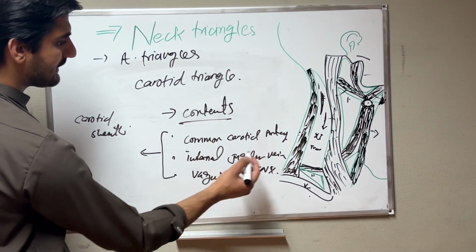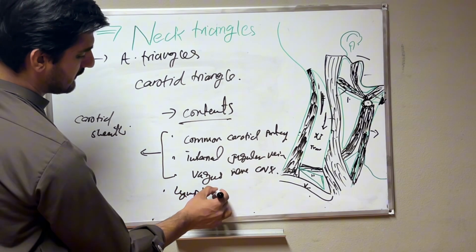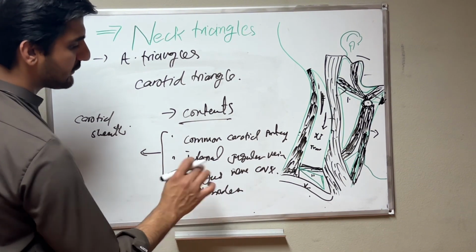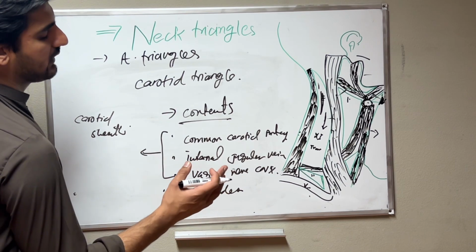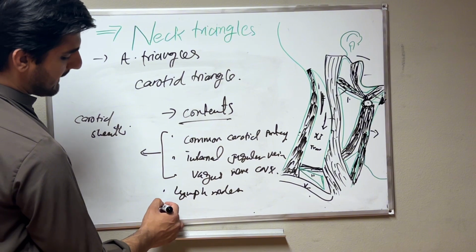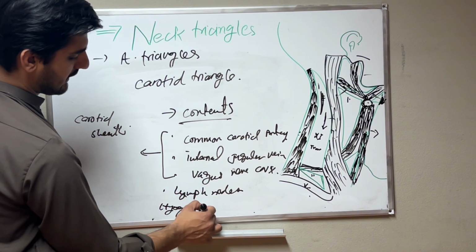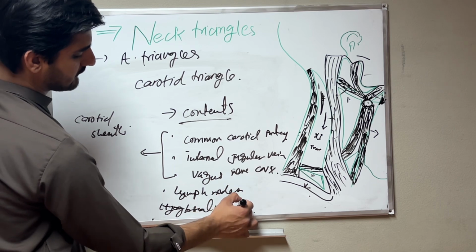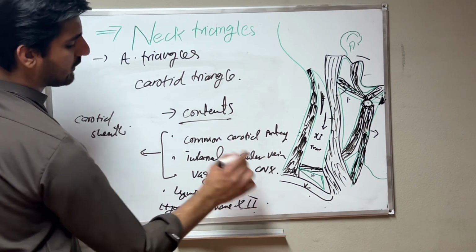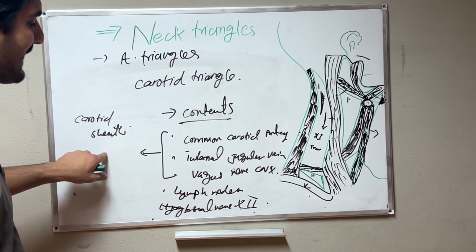Also we have lymph nodes in this triangle, and we also have the hypoglossal nerve, the 12th cranial nerve. These are the five contents, but these three contents are covered by the carotid sheath.